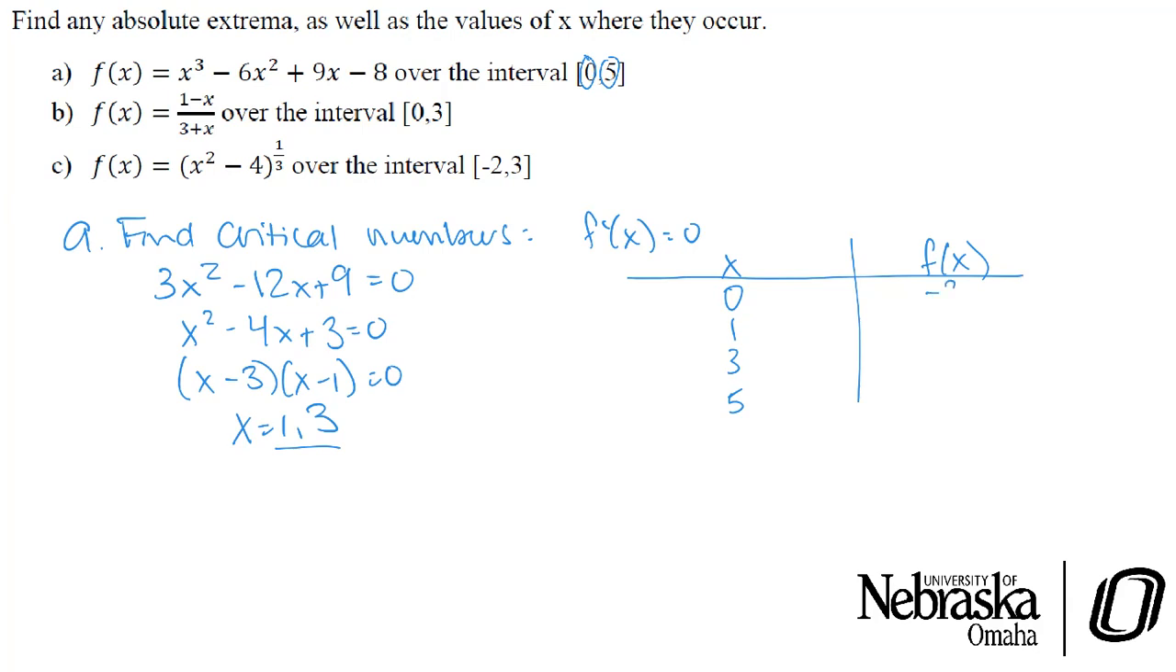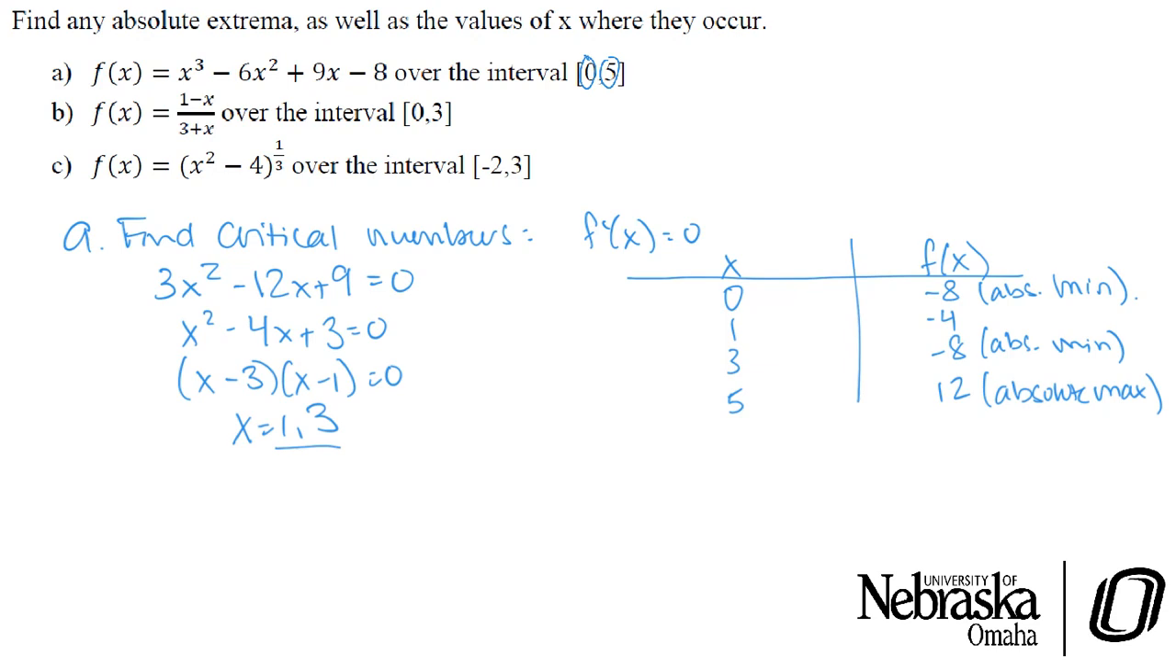For the sake of time, you can pause the video and double check these, plug them in, but you should get these values. Okay, so we have an absolute max at x equals 5, and we have two absolute minimum values because they are the same. Again, you want to check the endpoints as well as your critical numbers.